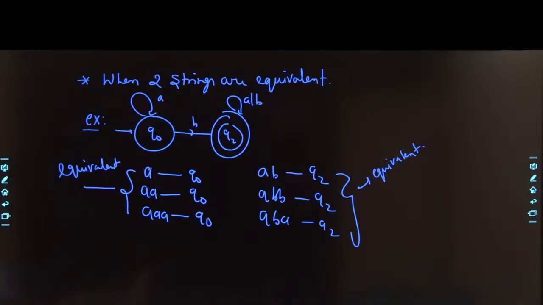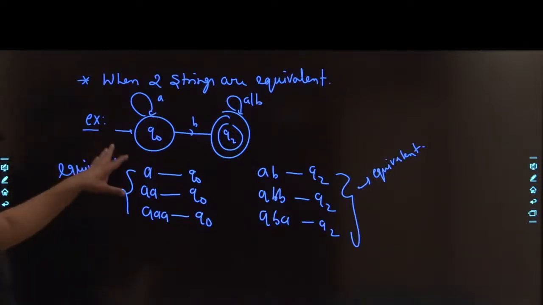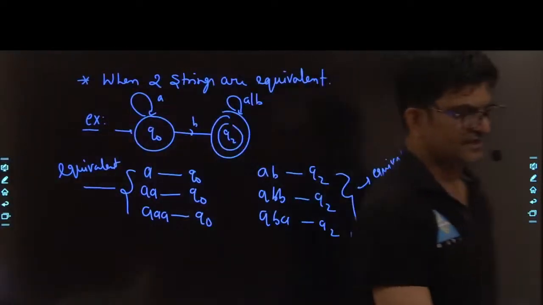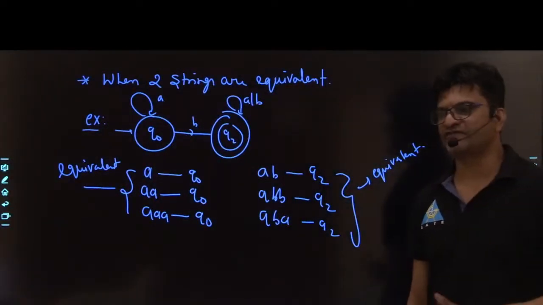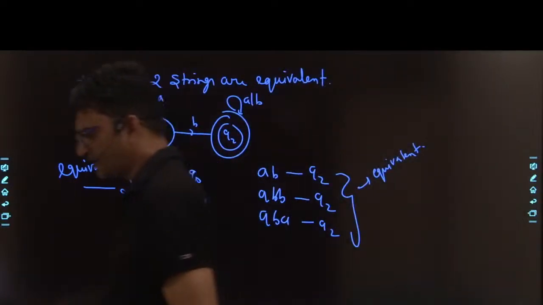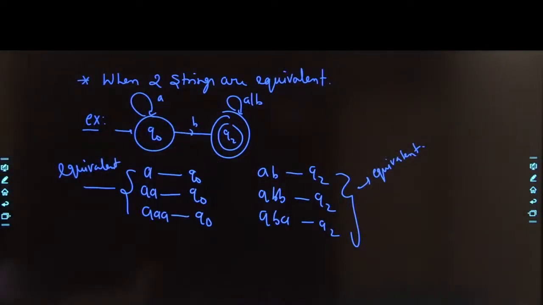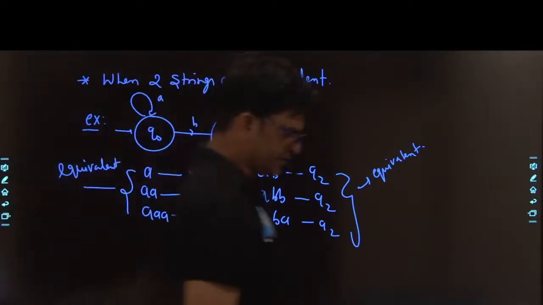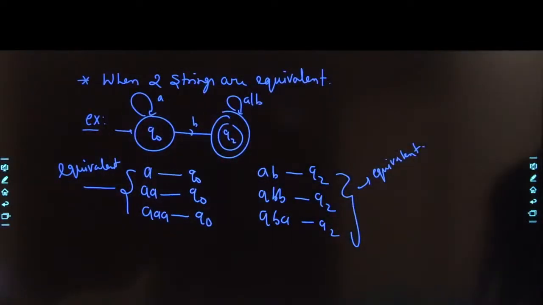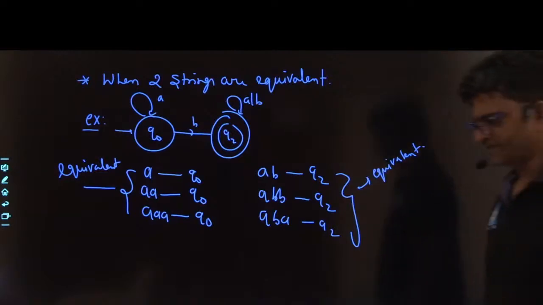Clear? So from this, is it clear? Equivalence of two strings. Is it clear or not?